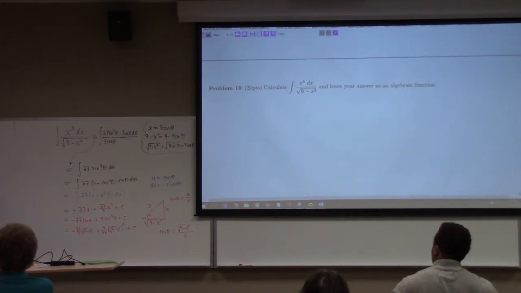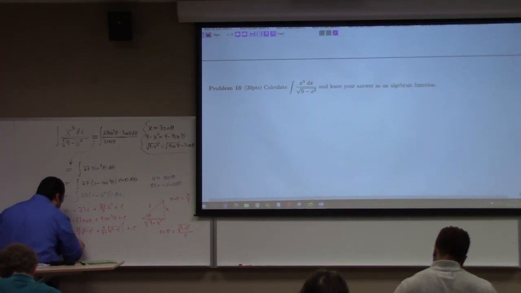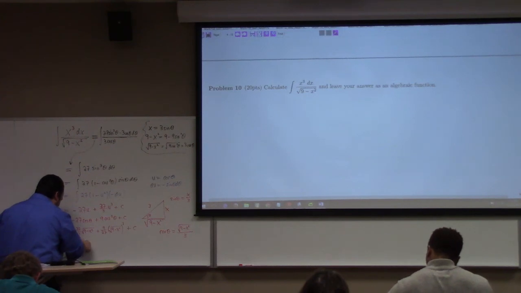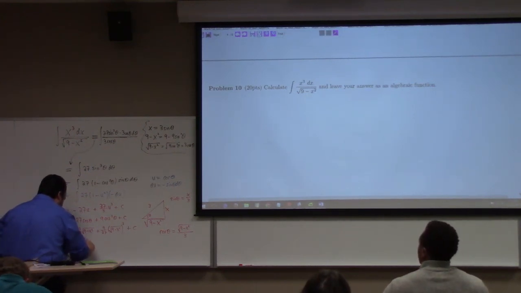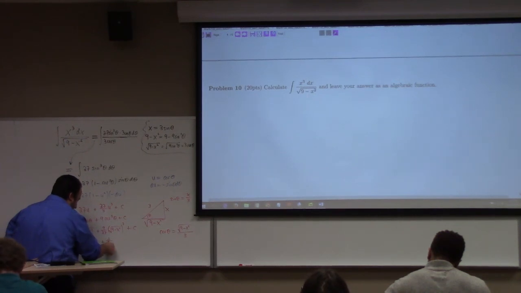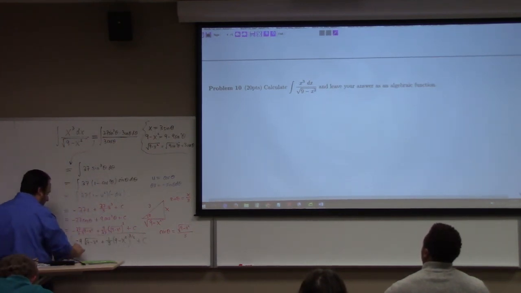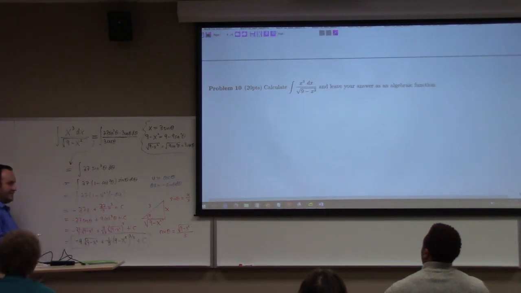Of course, we can clean this up, right? My final answer: minus 9 square root of 9 minus x squared, plus 1/9? No, 1/3, yeah, I can't do math. That's here, 1/3, 9 minus x squared to the 3/2 power plus a constant. So there you go. Of course, you could factor out a square root of 9 minus x squared if you were so inclined, but I'll leave it like that.